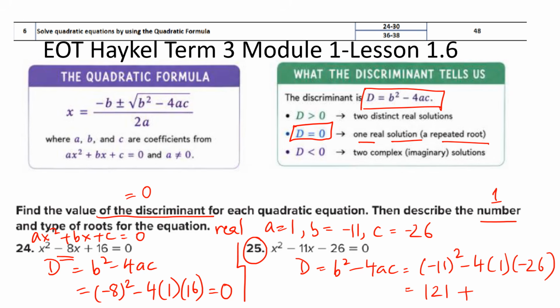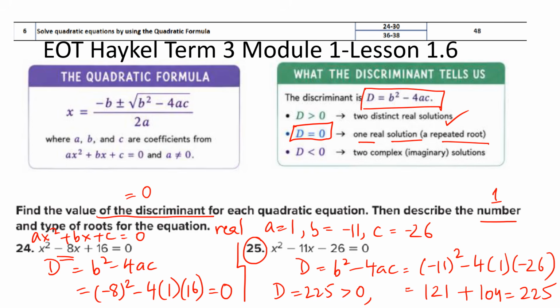So 26 times 4, that's going to be 104, and you add to it 121. So this is 225, which is a perfect square of 15. You can double check from your calculator. Because it is coming a perfect square, that means it will have two distinct real solutions. So the discriminant is 225, which is positive, and it's a perfect square.